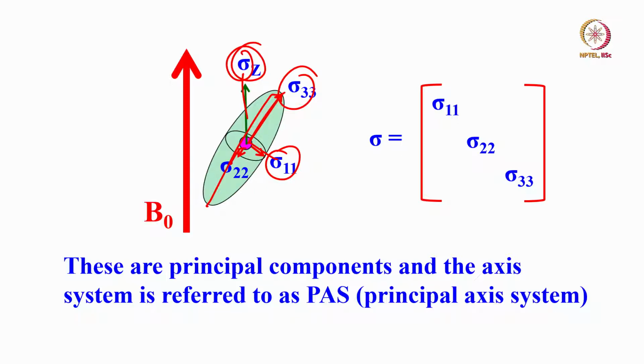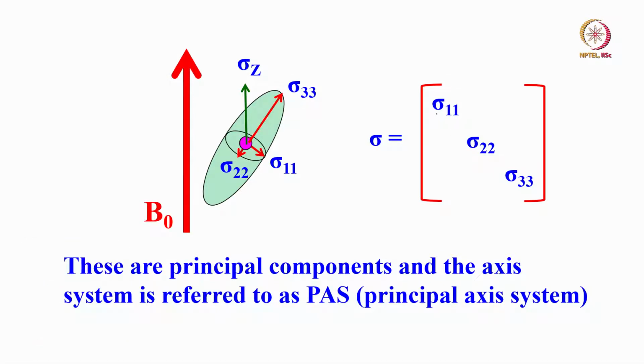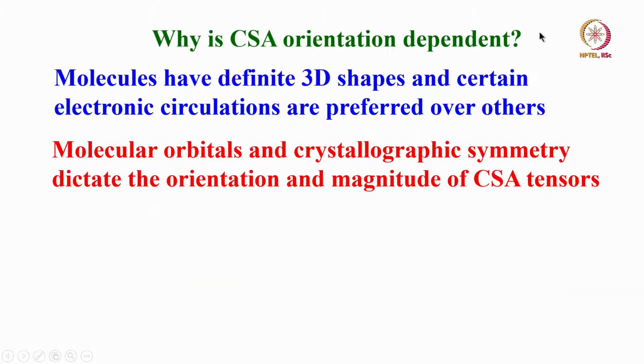Now when I diagonalize the matrix, all these off-diagonal elements are removed and we are going to get only three terms, called sigma 1, sigma 2 and sigma 3. These are the three terms which you get when we diagonalize this. These are called principal components and it is called the principal axis system. These are the three chemical shifts. When it is expressed like this in the diagonal form, it is a principal axis system and these are called principal components.